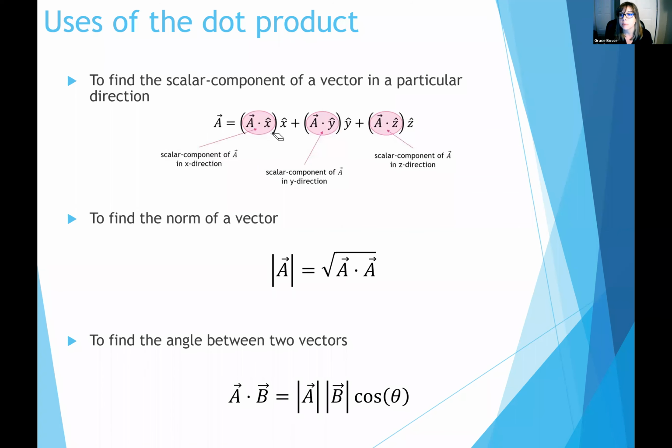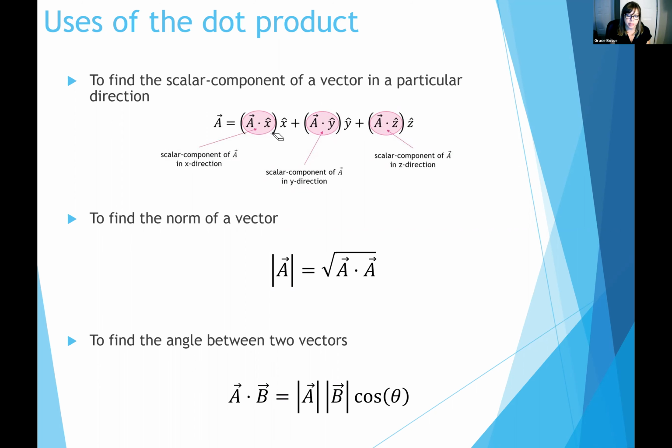So sometimes in problems, you'll be concerned about one particular direction at a time. So if you only want to focus on one direction at a time, you'll probably want to get the scalar component of a vector in that direction, and you'll use the dot product in order to extract that information.